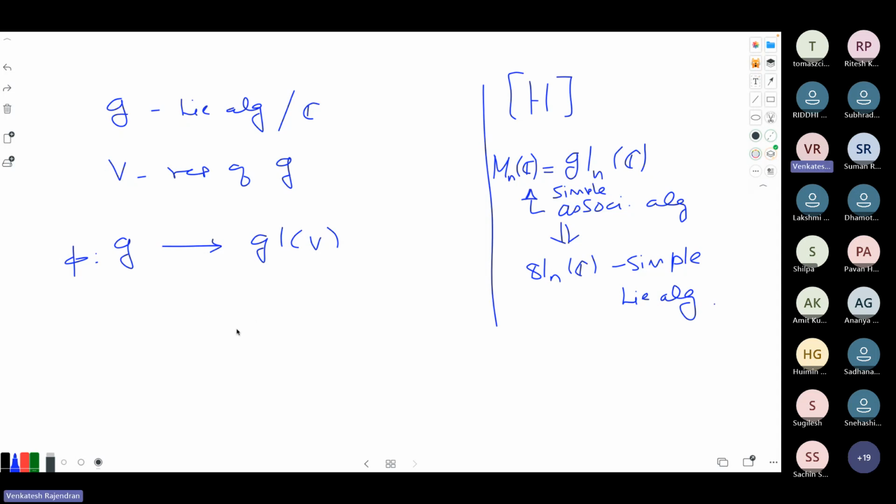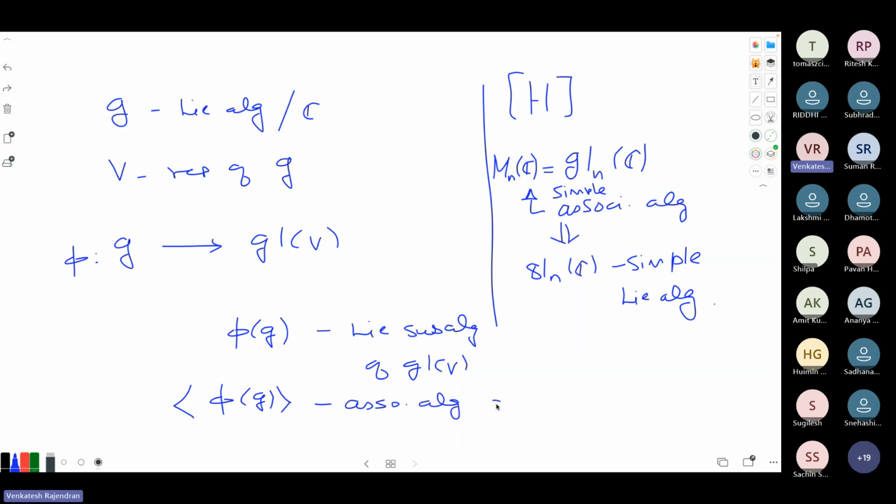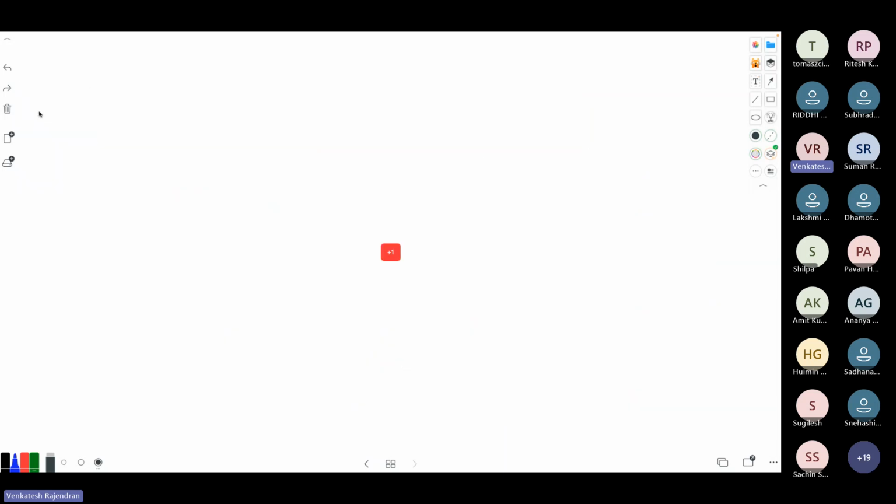So now look at this pi(g). So pi(g) is indeed a Lie subalgebra of this gl(V). Now what you can do is take the associative algebra generated by this pi(g). Now you can easily see that as long as this representation is concerned, only V is concerned, then it's an easy observation. Let me state it as an exercise.